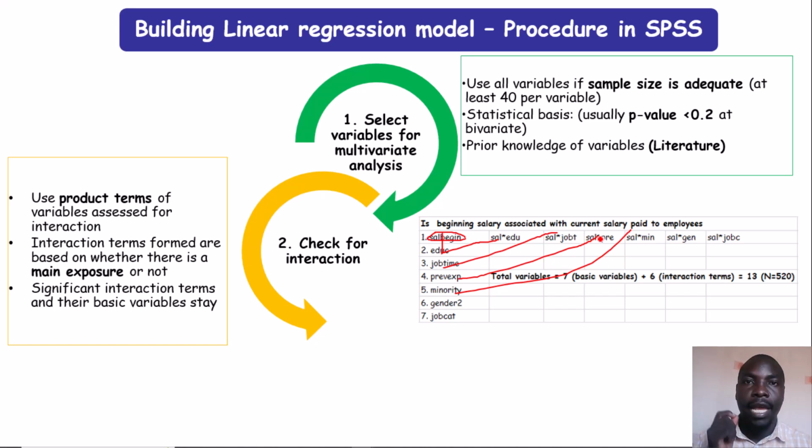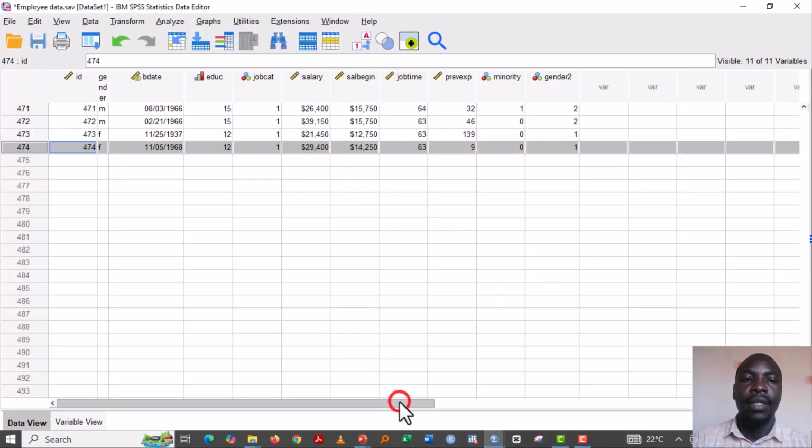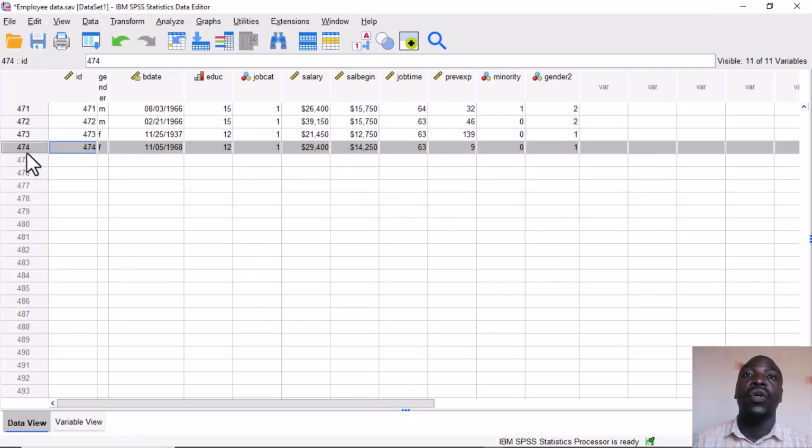If we do have a main exposure, like in this case, we are asking, is there a relationship between beginning salary and the current salary? But we have other factors that we should analyze. So in that case, we would have the 7 basic variables plus only 6 interaction terms, these ones here. Then we have 13, and we would need a sample size of 520. If we go back to our data, we have 474. So sample size still is not adequate.